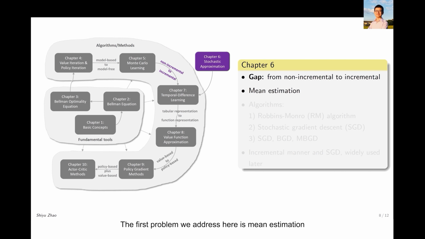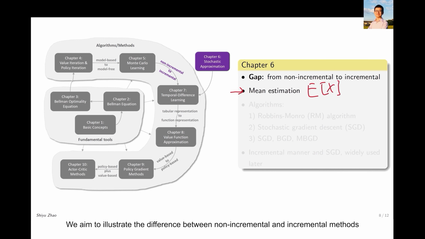The first problem we address here is mean estimation, essentially estimating the expectation of a random variable. Why do we do this? We aim to illustrate the difference between non-incremental and incremental methods. To estimate EX, there are two approaches. The non-incremental method involves, for example, collecting 10,000 samples and waiting until all samples are gathered to calculate the average all at once, providing an approximation of EX.